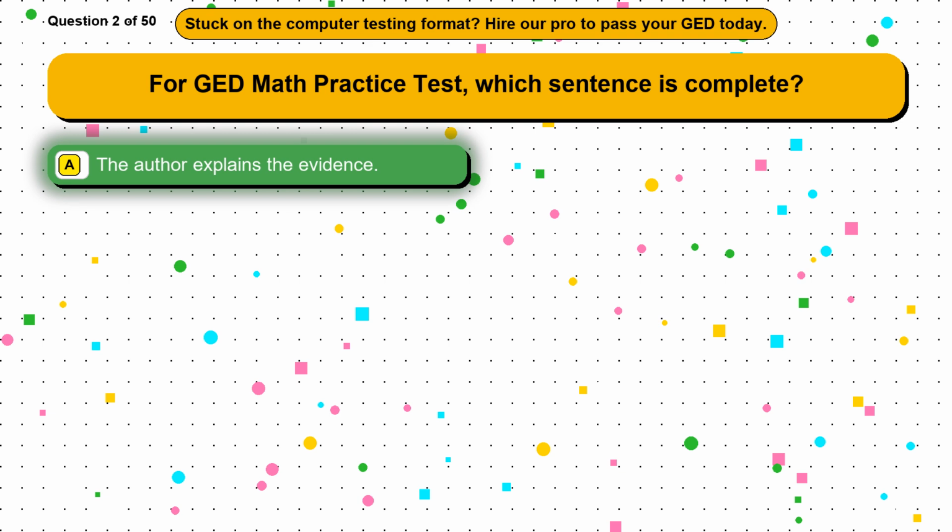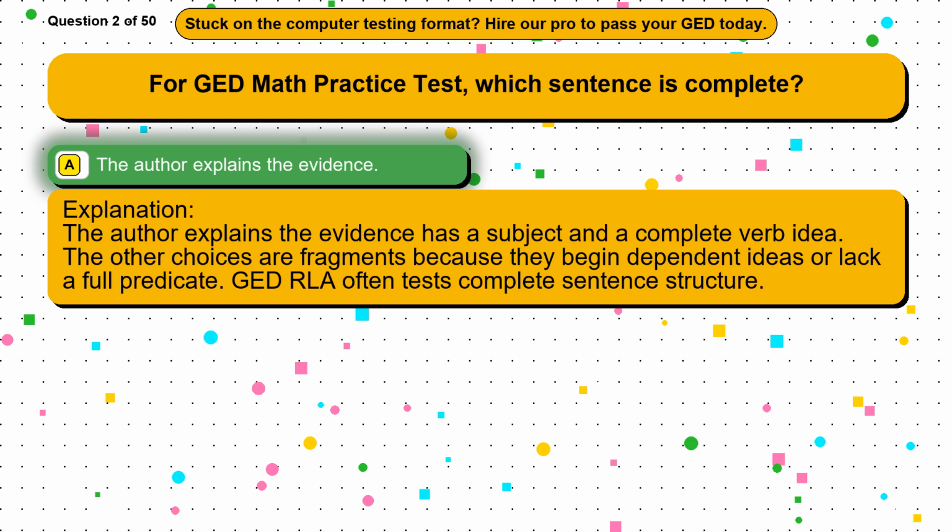The author explains the evidence. The author explains the evidence has a subject and a complete verb idea. The other choices are fragments because they begin dependent ideas or lack a full predicate. GED RLA often tests complete sentence structure.